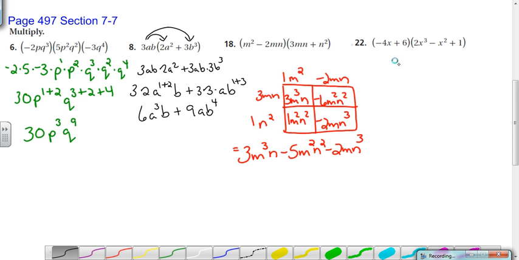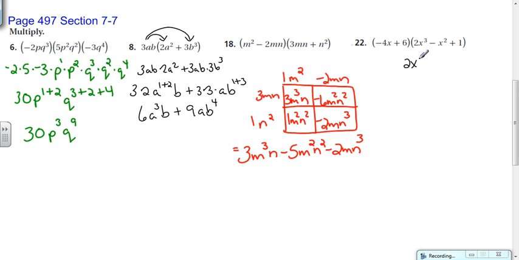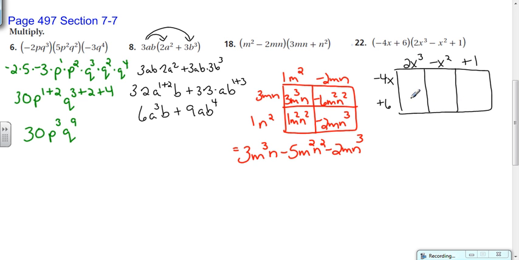Okay, for 22, I'm going to do the box as well. So I'm going to have across the top 2x cubed, a negative x squared, and a positive 1. And then down the side, I'm going to have a negative 4x and a positive 6. And then remember, when you do the box, it's a multiplication box. So you multiply to get all the answers in the box.